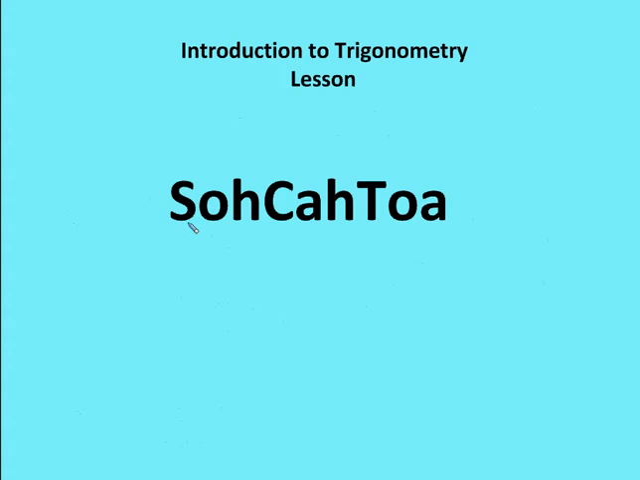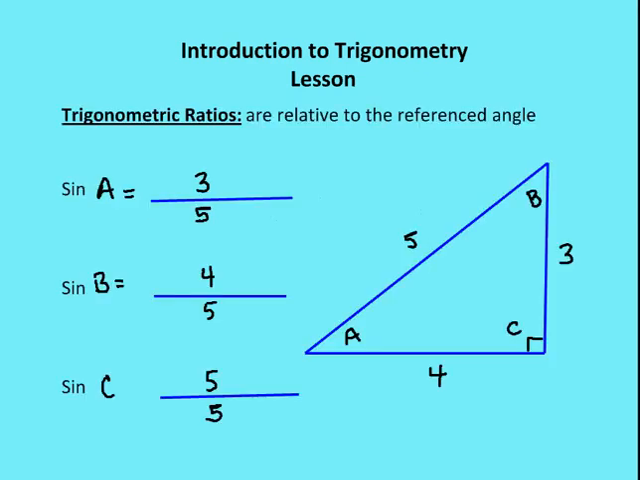The way that you can remember these relationships is an acronym called SOHCAHTOA. So I have sine is equal to opposite over hypotenuse, cosine is equal to adjacent over hypotenuse, and tangent is equal to the opposite over the adjacent side. SOHCAHTOA gives you all that you need to know in terms of the relationships between the side lengths and the trig function. All right, so let's take a look at how that works out.